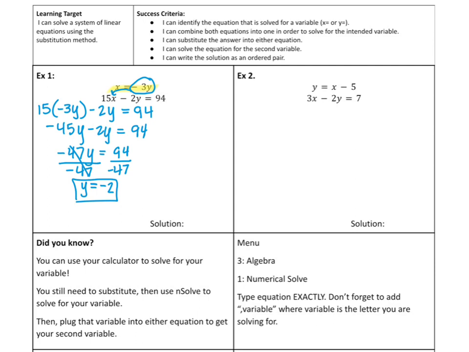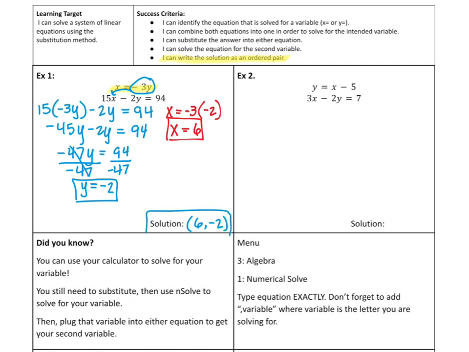Luckily for us, it's really easy to solve for x because it already tells us that x equals negative 3 times y, which we now know is negative 2. All we have to do is simplify. Negative 3 times negative 2 is positive 6, so x equals 6. So that is the second part. And if you notice that very last point up there in our success criteria, I can write the solution as an ordered pair. We always write solutions as ordered pairs. So now that I know what my x and my y value is, I simply put them together to get my solution. So my solution is 6, negative 2.